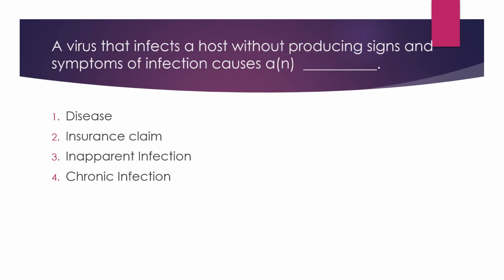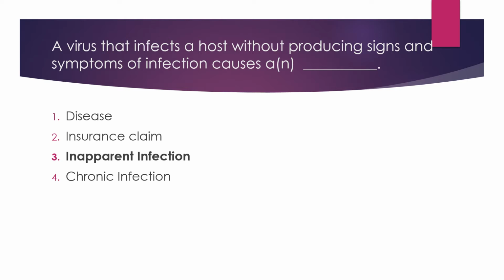So that was a lot of information. Let's do a little check to see what you remember. Here's your first question. A virus that infects a host without producing signs and symptoms of infection causes a, would that be a disease, an insurance claim, an inapparent infection, or a chronic infection? That would be an inapparent infection.